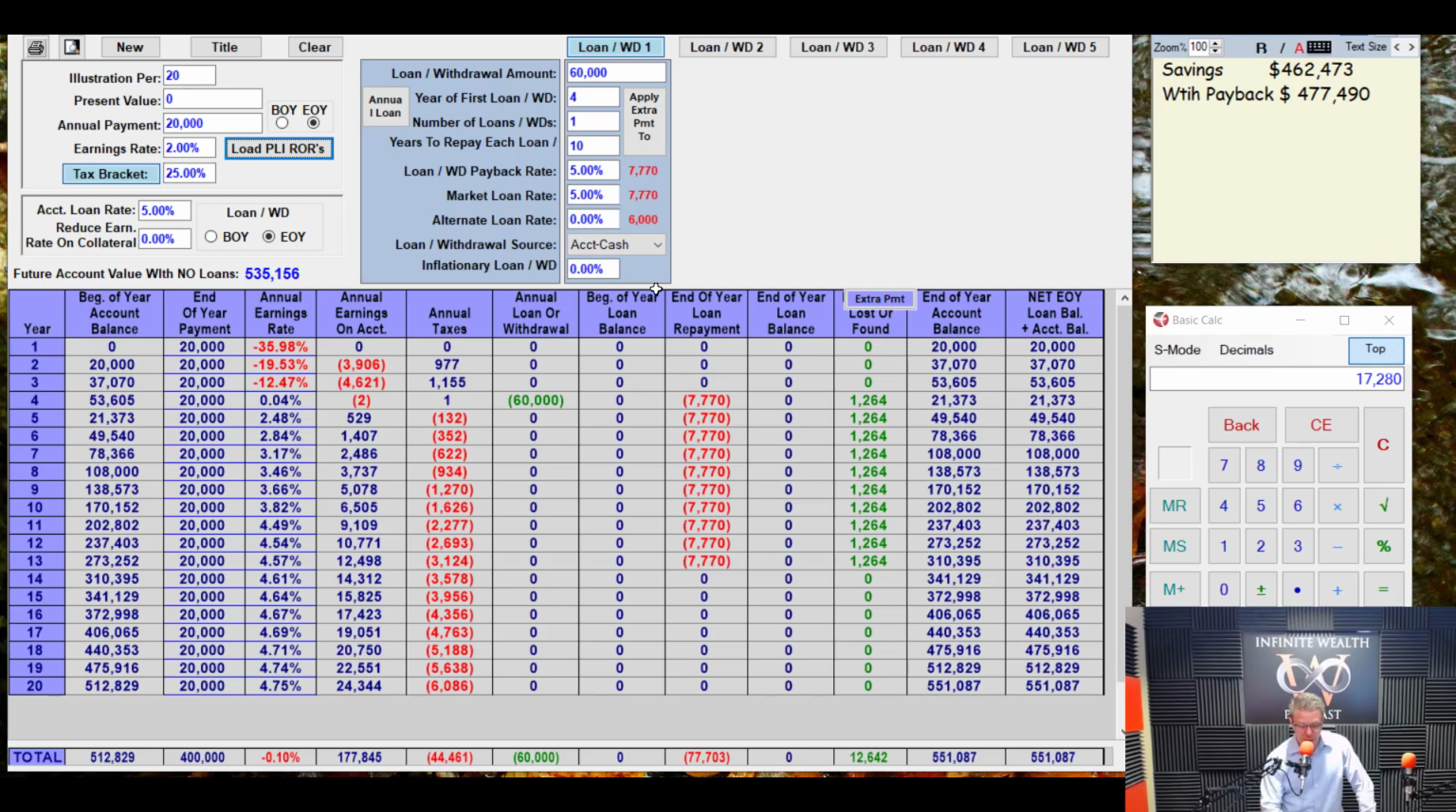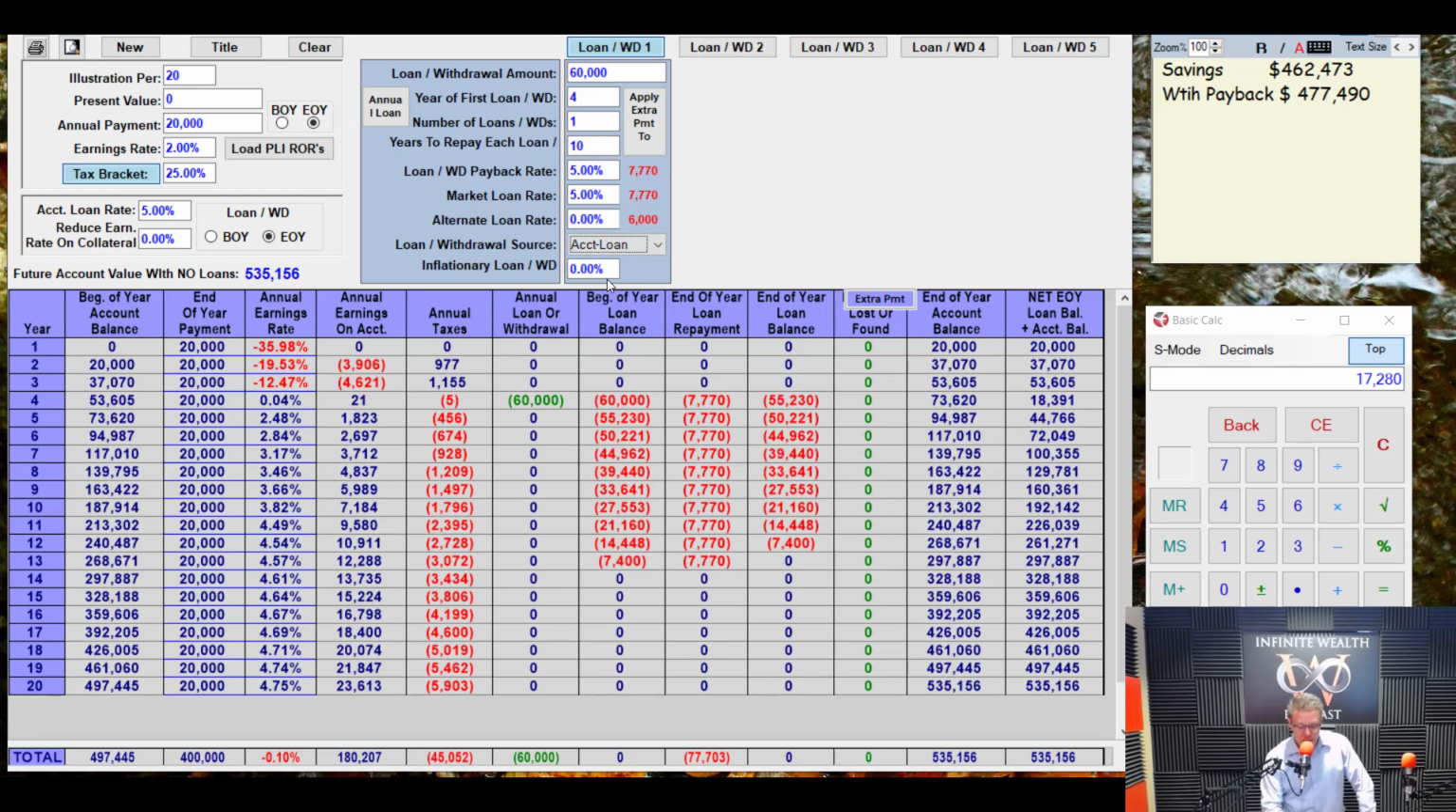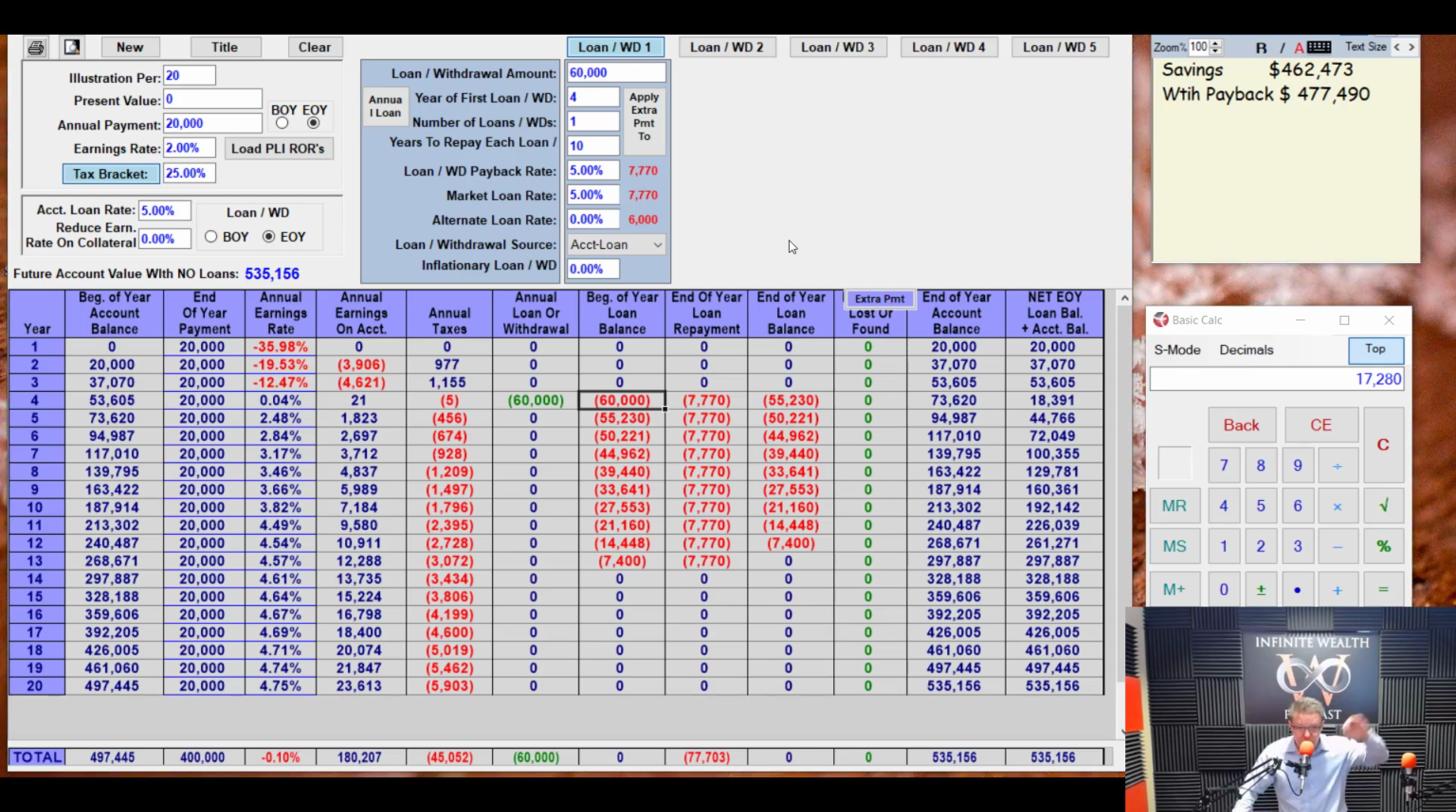So what we're going to do here, instead of taking the money out of our account, is we're going to take an account loan. So what we've done is we've taken a loan against our account. We've paid interest, but we've also earned interest. So we're paying the same interest that we were paying to ourselves with the payback.